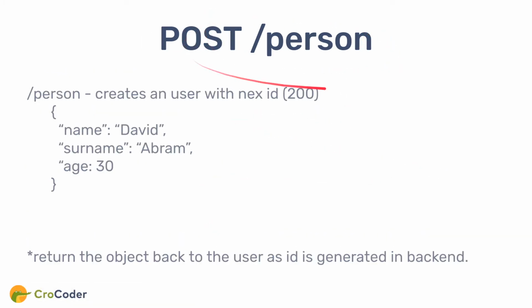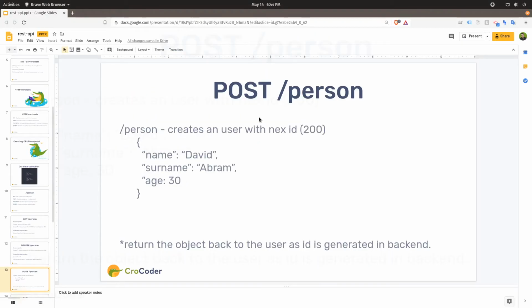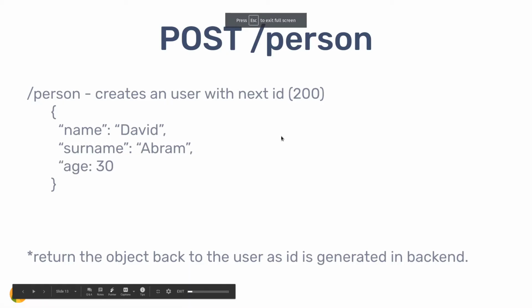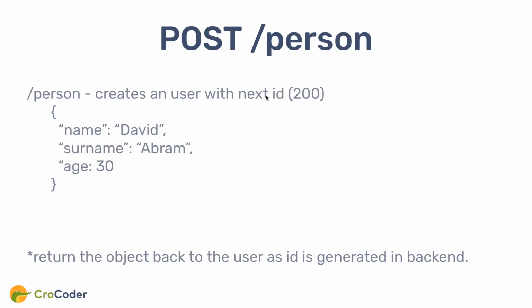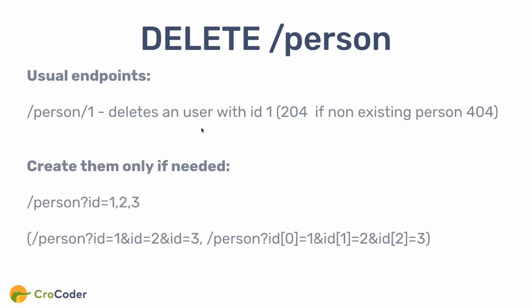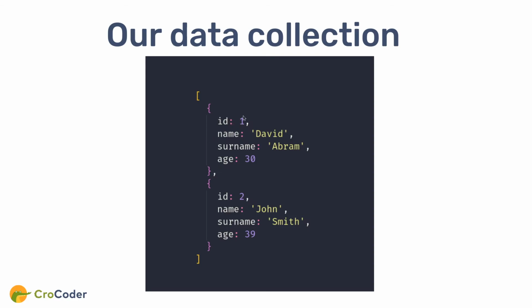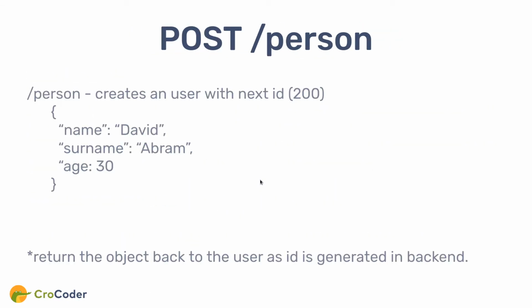Then let's go to post. What you actually need to do is call person, and you send an object. Here, next ID. Oh man, I wrote this in a hurry. So it creates a user again, a user with the next ID. I meant the next in the sequence, because you can see that we have a person with ID 1 and a person with ID 2. If we add a new person, it will have ID 3.